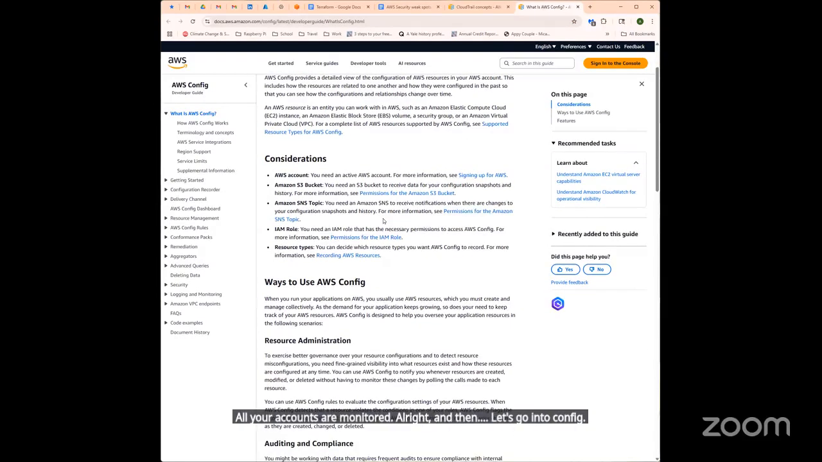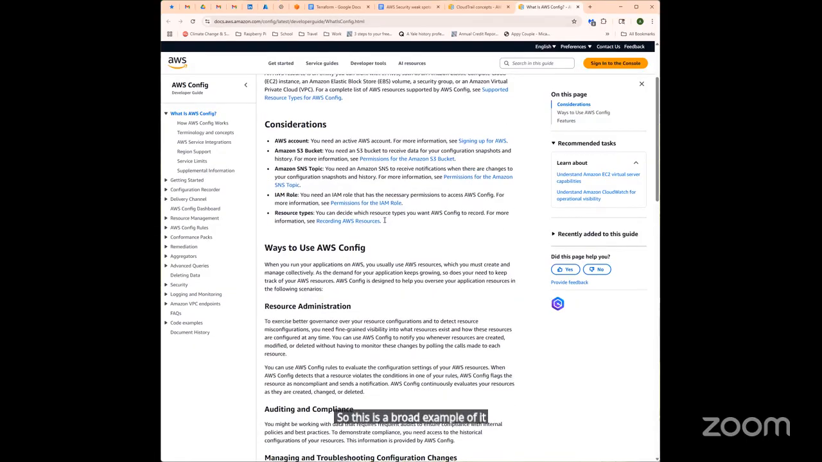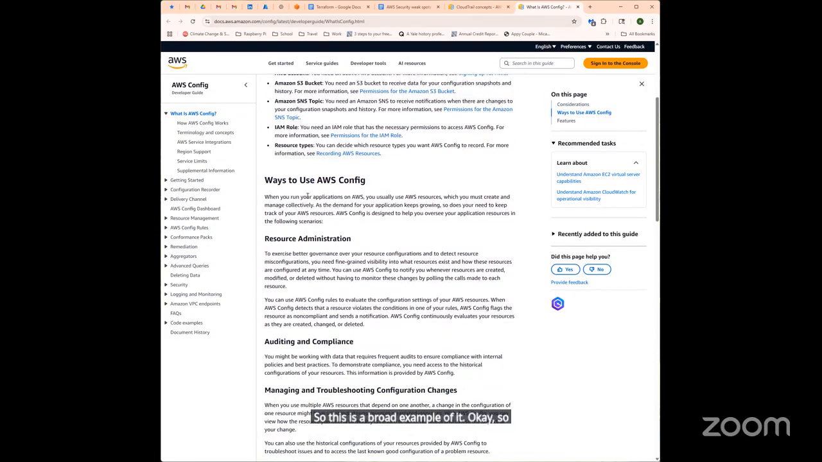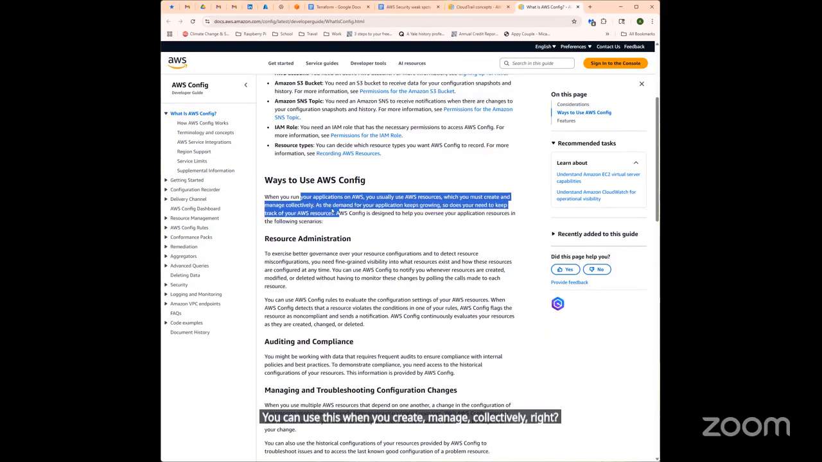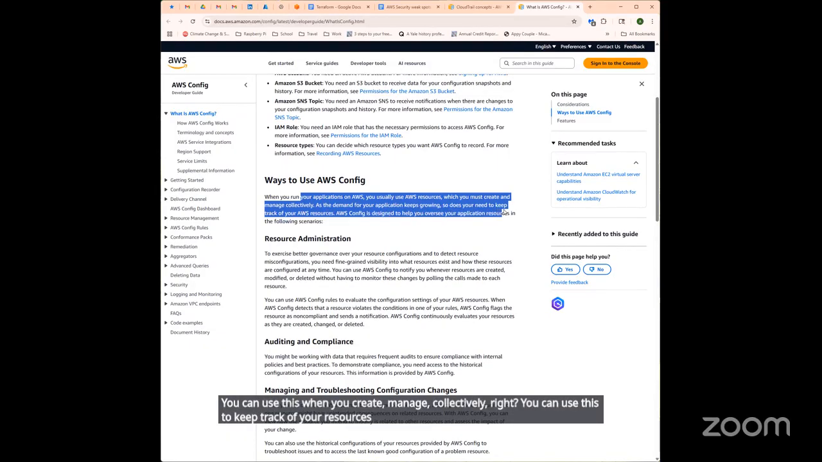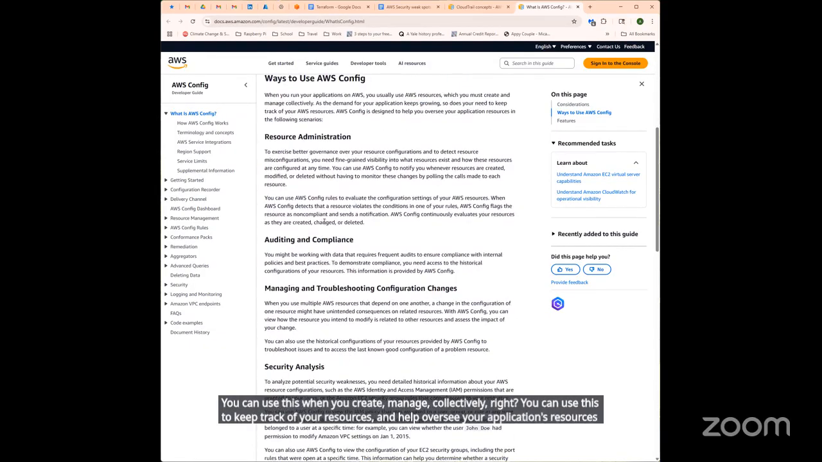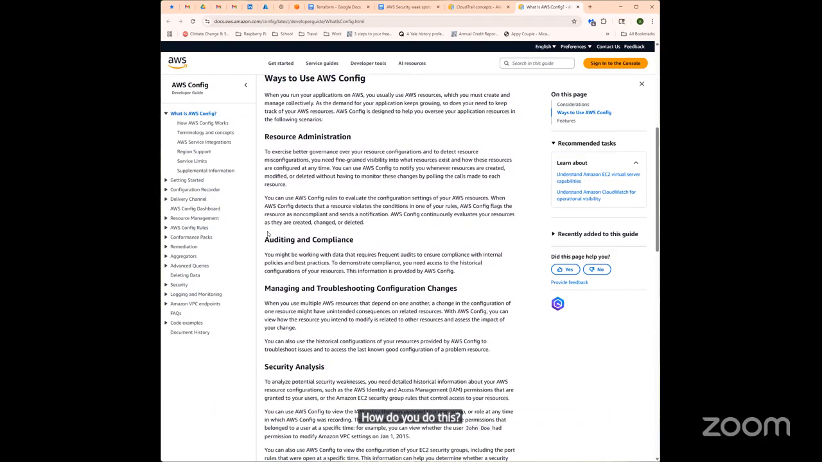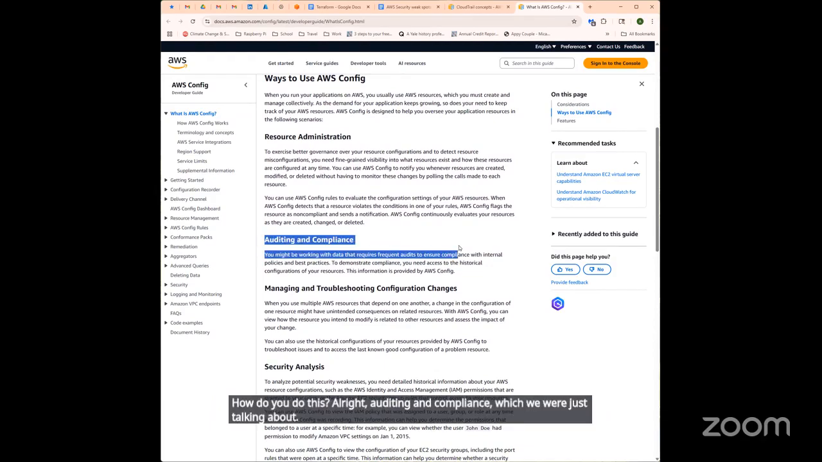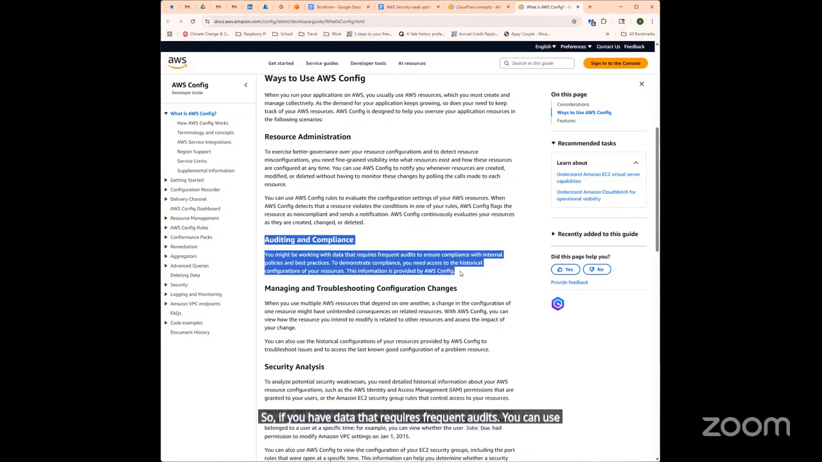So this is a broad example of it. Okay, so you can use this when you create, manage collectively, right? You can use this to keep track of your resources and help oversee your application's resources. So how do you do this? All right, auditing and compliance, which we were just talking about. So if you have data that requires frequent audits, you can use Config to do this.